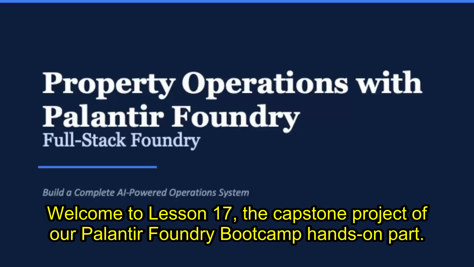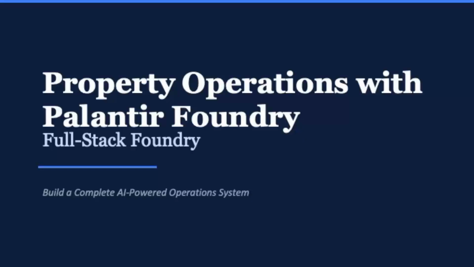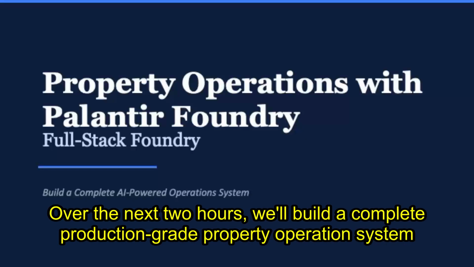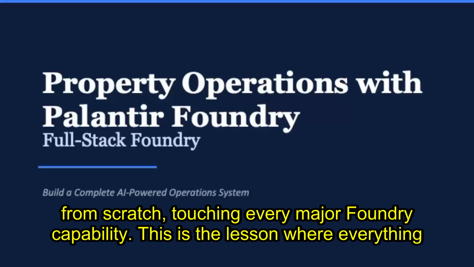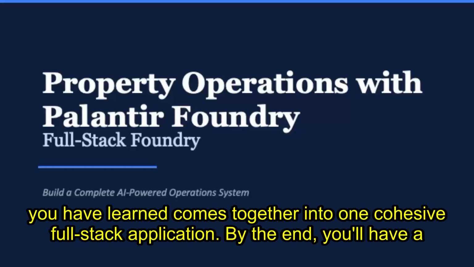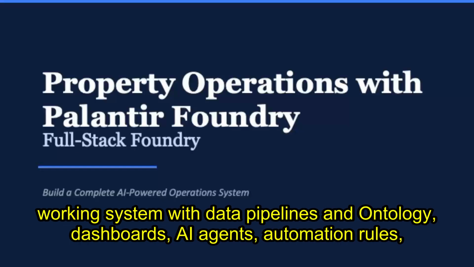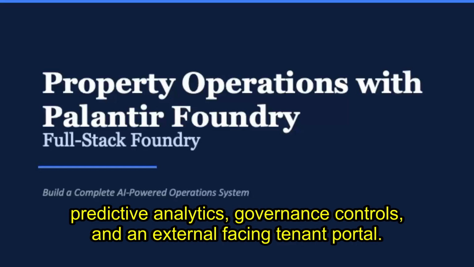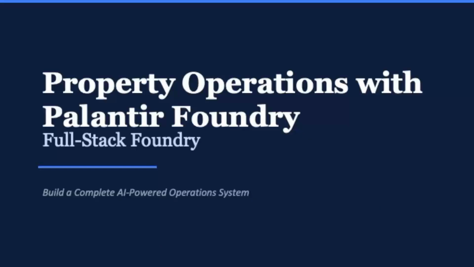Welcome to Lesson 17, the Capstone project of our Palantir Foundry Bootcamp hands-on part. Over the next 2 hours, we'll build a complete production-grade property operation system from scratch, touching every major Foundry capability. This is the lesson where everything you have learned comes together into one cohesive, full-stack application. By the end, you'll have a working system with data pipelines and ontology, dashboards, AI agents, automation rules, predictive analytics, governance controls, and an external-facing tenant portal.